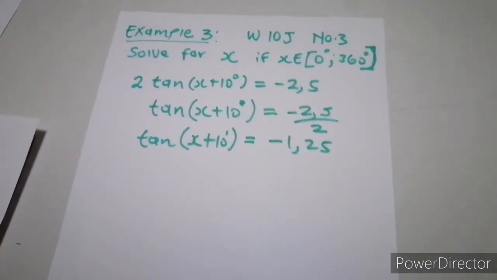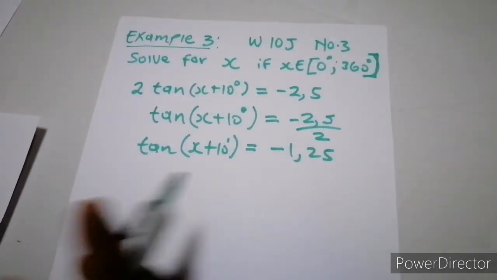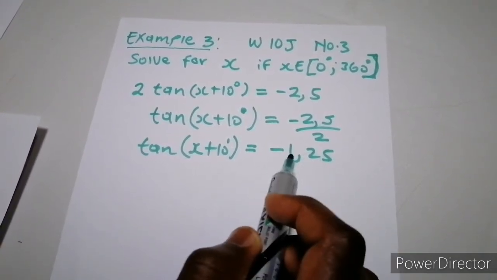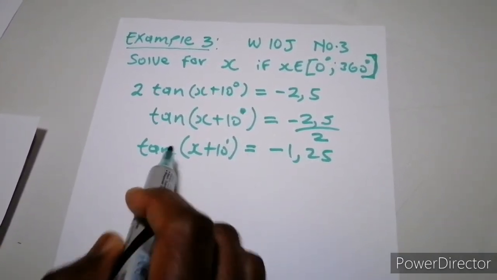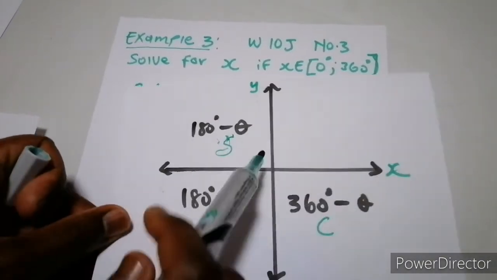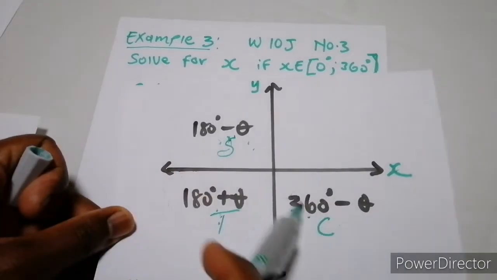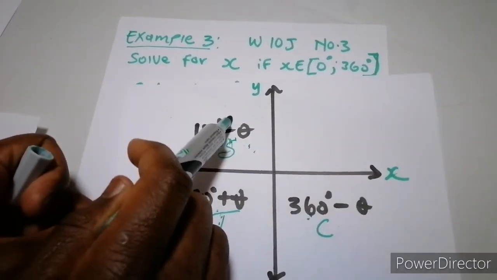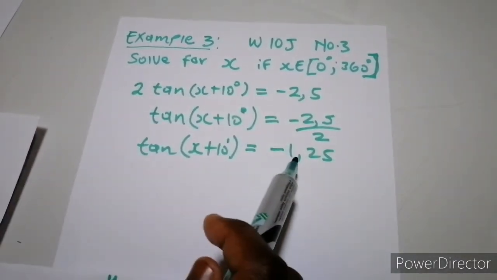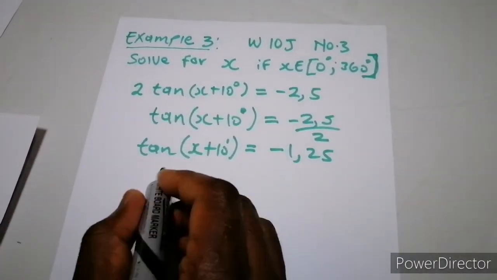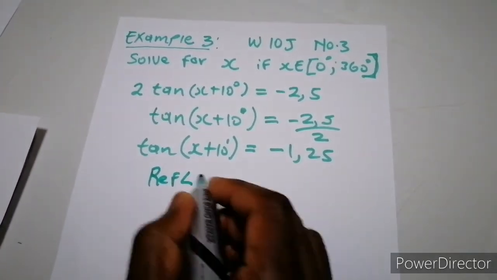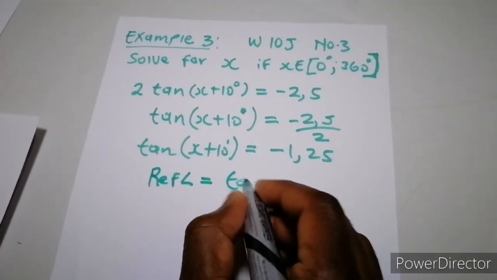Then the first thing we're going to do is to check whether this function is positive or negative. Now the function is negative and is tangent. Now when you go back to the reduction formula, we're going to use these two reduction formulas, the second quadrant and the fourth quadrant. That's where the function is negative. But firstly, we're going to find the reference angle.